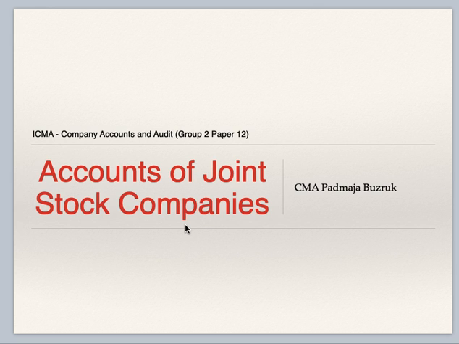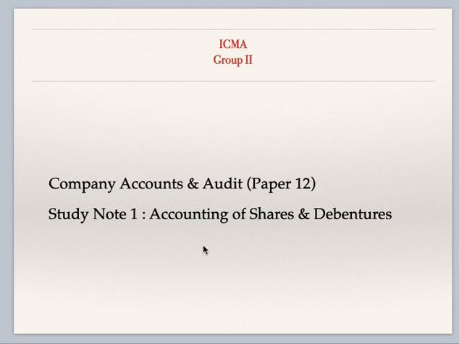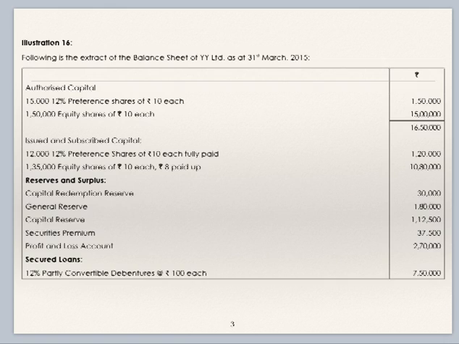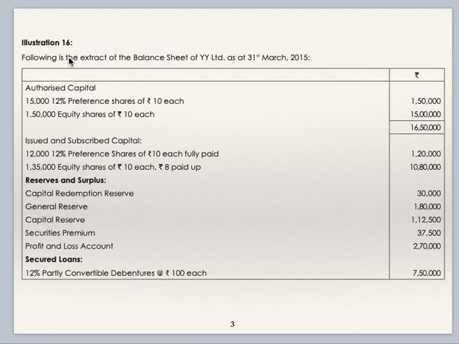I will discuss accounts of joint stock companies. Go to study note number 1, accounting of shares and debentures. I will discuss illustrations on issue of bonus shares. Go to illustration 16. Following is the extract of balance sheet of Y Limited as at 31st March 15.